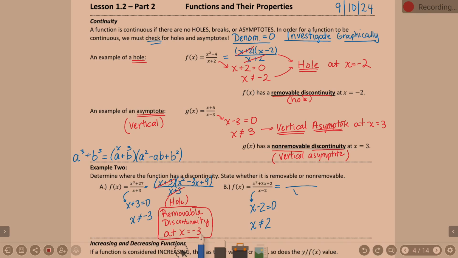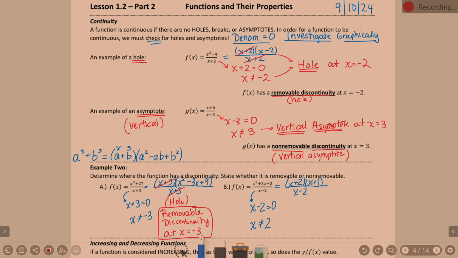X minus 2 in the denominator is x minus 2. Does my numerator factor? Yes. Okay, so let's factor it. X squared is x and x. I need numbers that multiply to be 2 and add to be 3. 2 and 1. What are my signs? Plus, plus.